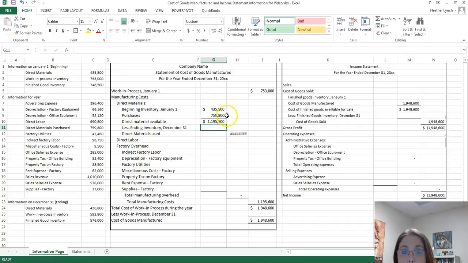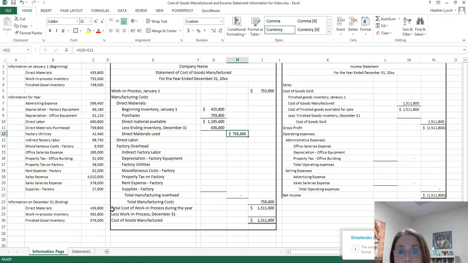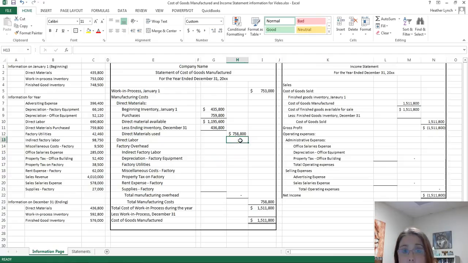Okay, so at the beginning, January 1st, we had $435,800 of direct material. We purchased an additional $759,800, so we actually had $1,195,600. So now our ending inventory as of December 31st, remember this is our direct material, is $436,800. So we actually used $758,800 of direct material. Now we can do our direct labor.